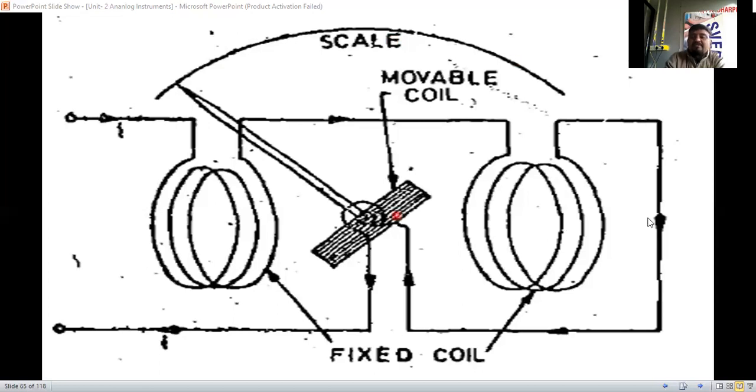The working principle is very important here. Whenever we give the supply to this fixed coil, the current will start to flow in this half of the coil, so the magnetic field will be produced, and the same current will flow through the other half of the coil. So an electromagnetic field will be produced in between these two coils. The flux density produced here is proportional to the current flowing in the fixed coil.